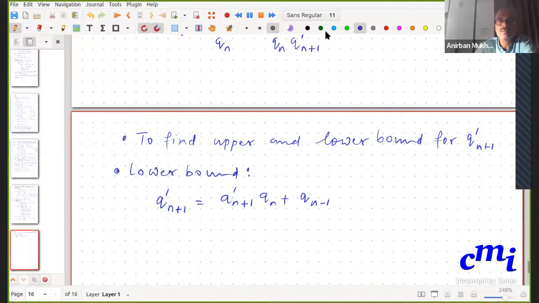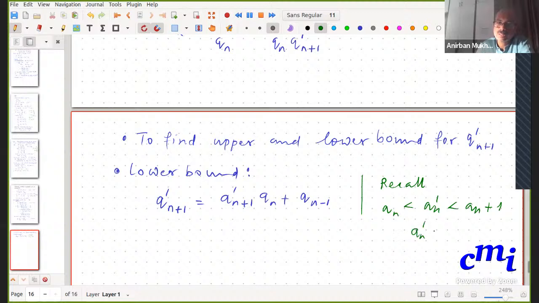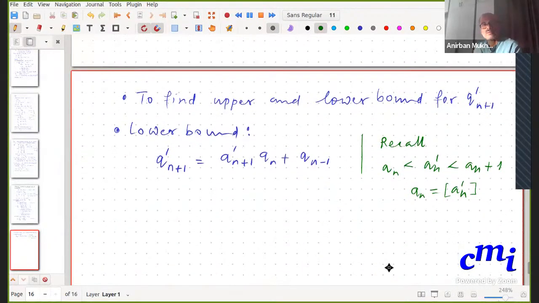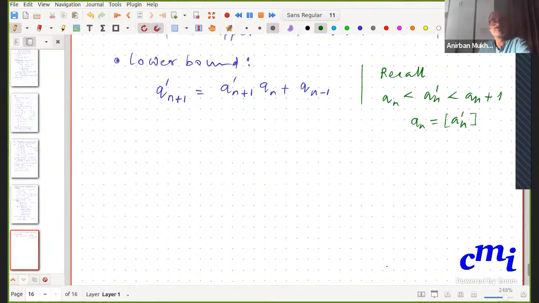Now this is very important: recall the relation between an and an dash. So an is the integer part of an dash, so an is less than an dash, which is less than an plus 1. We used this when we proved the uniqueness. That is how we are constructing it, so we want to use that here.